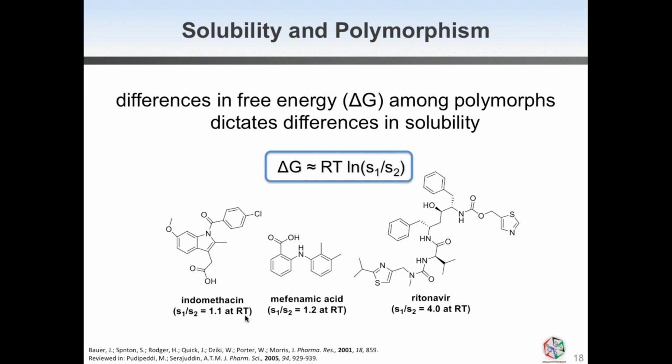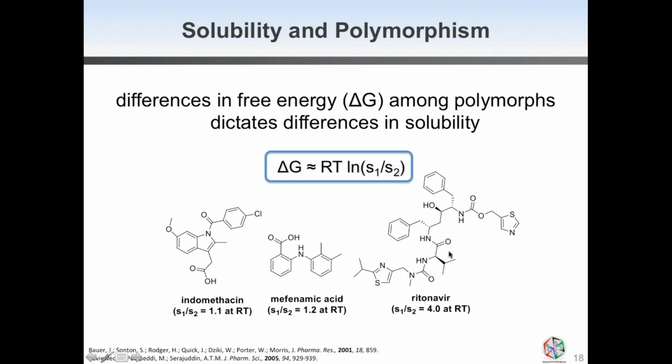The solubility ratio is thermodynamically defined through the Gibbs free energy difference expression highlighted here. Here, the solubility ratio, the solubility of form 1 over the solubility of form 2, will be close to 1 if the free energy differences are small, as illustrated here in the case of indomethacin and mefenamic acid. Whereas if the free energy differences are quite large, the solubility ratio will be much, much larger than 1, as illustrated here in the case of the notorious ritonavir.